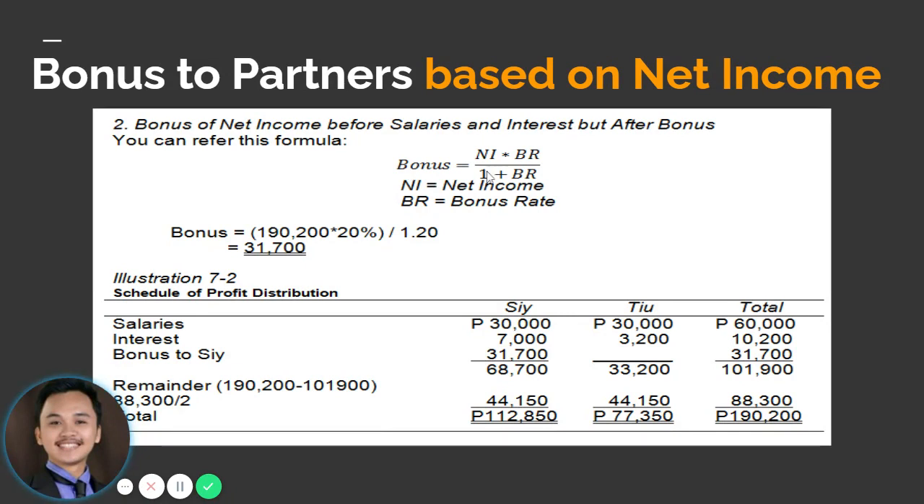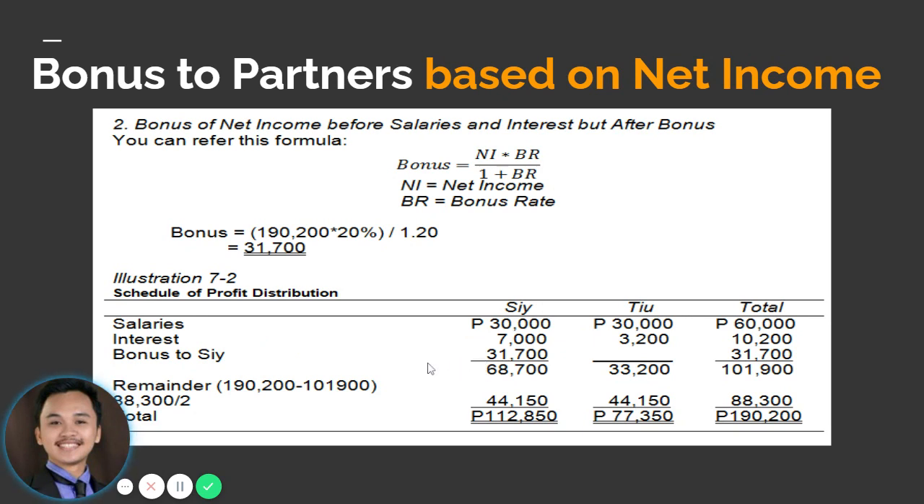So bonus is equal to net income times bonus rate over 1 plus bonus rate. So to compute for your bonus, we have net income of 190,200 times bonus rate of 20% over 1 plus 20%. So therefore, your bonus will be 31,200. So again, same process as earlier, you give salaries and interest as well as bonus.